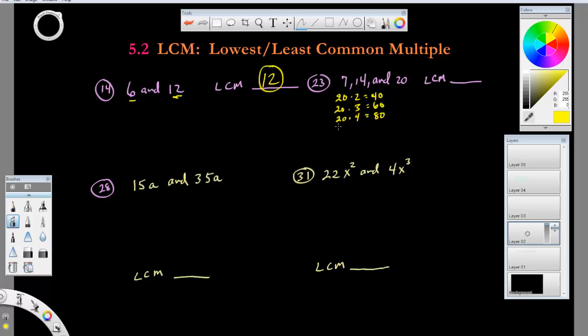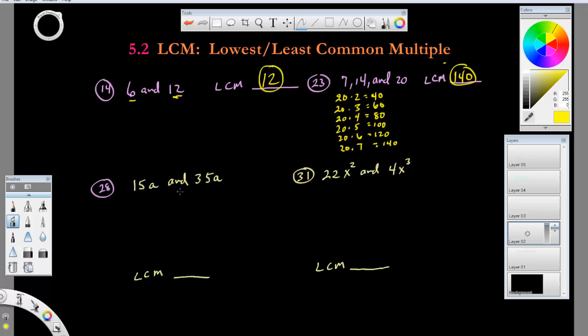7 doesn't go into 80. So you keep going. 20 times 5 is 100. 7 doesn't go into that. 20 times 6 is 120. Does 7 go into it? No, it does not. So you try one more. 20 times 7 is 140. Now, you know 7 goes into it, because it goes into it 20 times, and 14 goes into it. So this is 140. Now, maybe that wasn't the prettiest way to do it, but it certainly gets the job done.